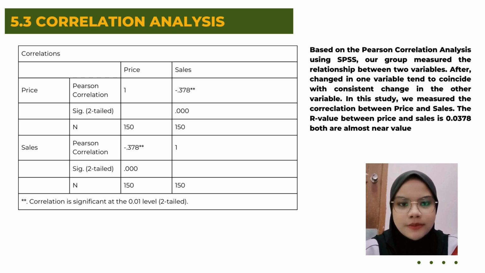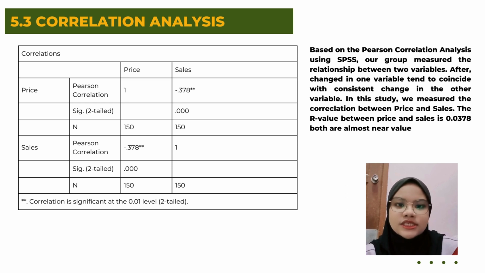For today, I would like to present my part, which is 5.3 correlation analysis. Based on the correlation table, using SPSS, our group measured the relationship between two variables, where a change in one variable tends to coincide with a consistent change in the other. In this study, we measured the correlation between price and sale. The R value between price and sale is 0.0378. Both are almost near zero.